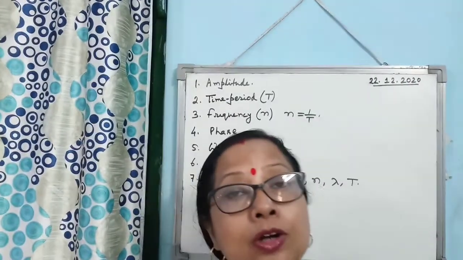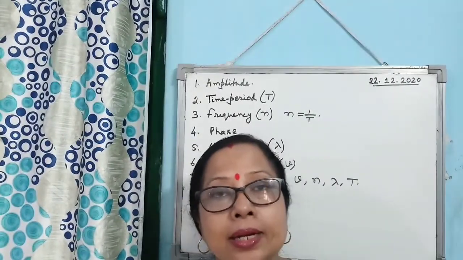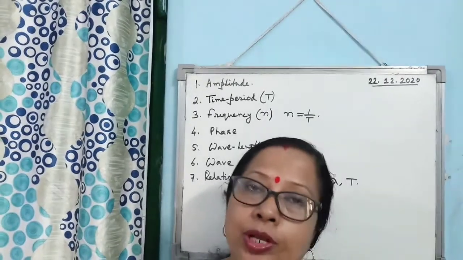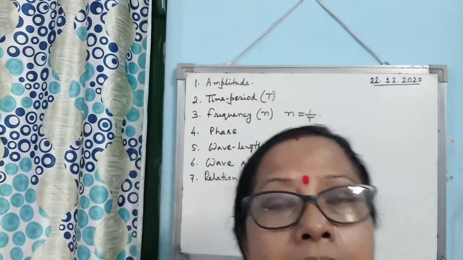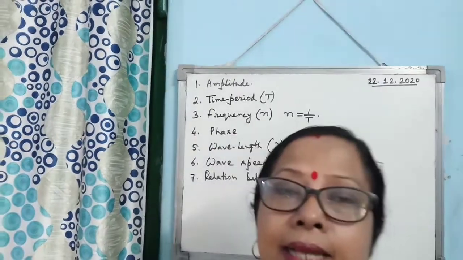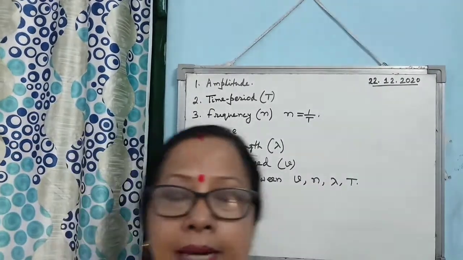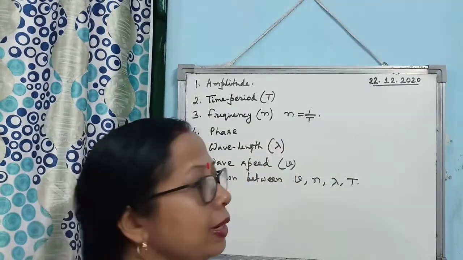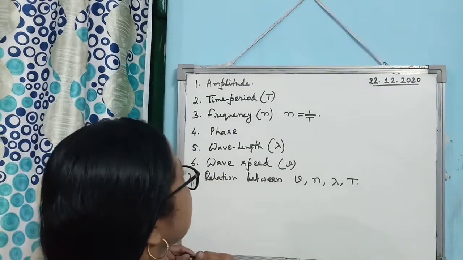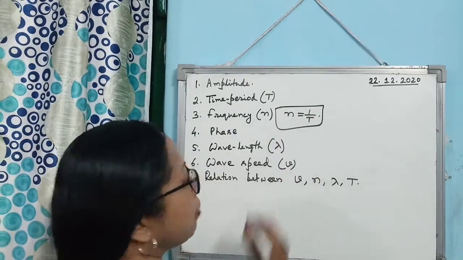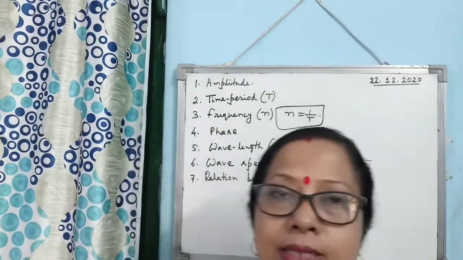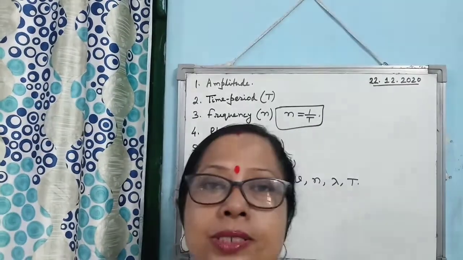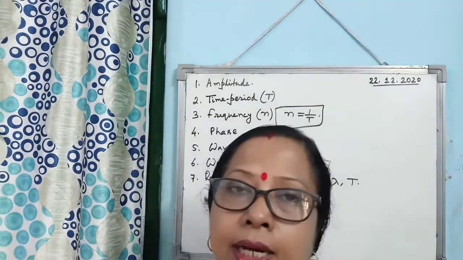Then what is frequency? Number of complete oscillations of the particles of the medium in 1 second or number of complete waves produced in 1 second is known as the frequency of the wave. And there is a nice relation between frequency and time period. Frequency is equal to 1 upon time period. Everybody knows it, and SI unit of frequency is hertz. H capital, z small, according to the name of the physicist Hertz.